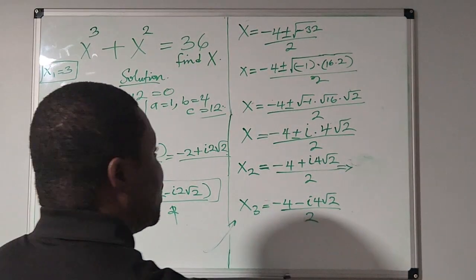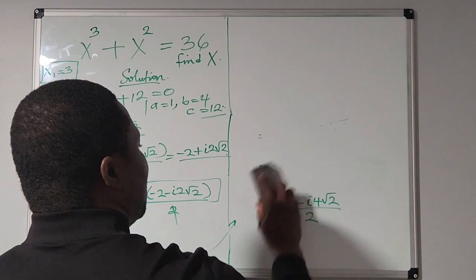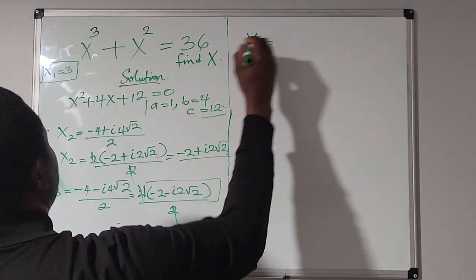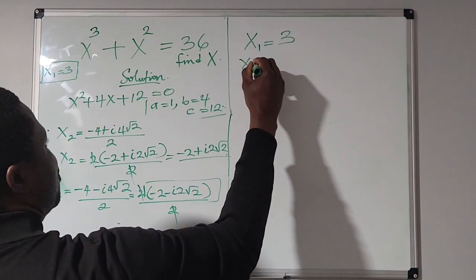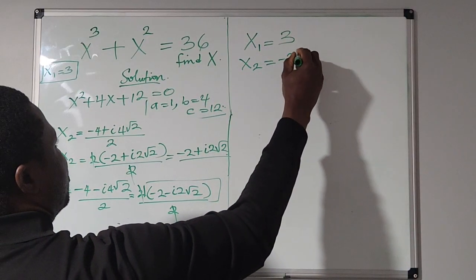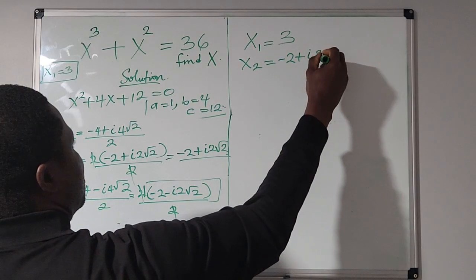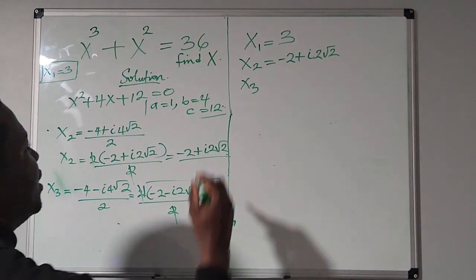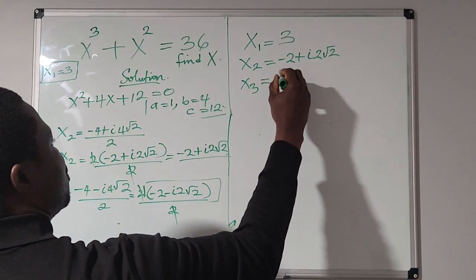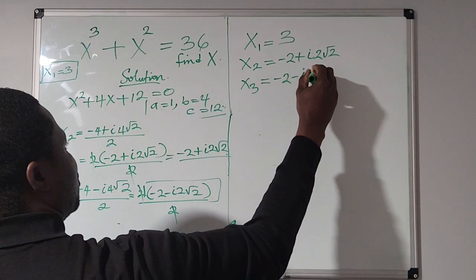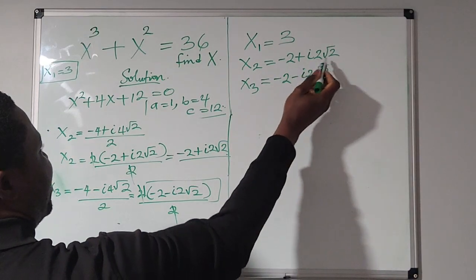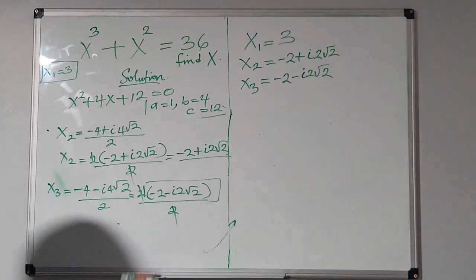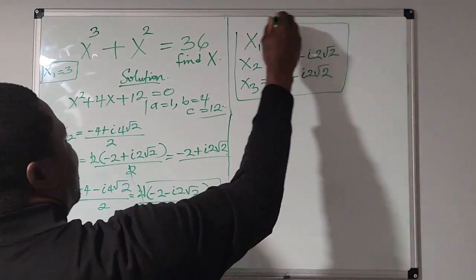So the solution to this question, we have that x1 is 3, x2 is minus 2 plus i2 root 2, and then x3 is minus 2 minus i2 root 2. We can factor out 2 here as well, and then we have 2 bracket minus 1 plus root 2 i. However you want to write it, it's still okay.